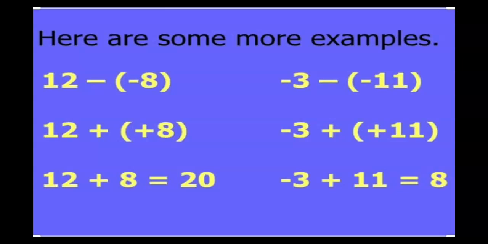The next example, you have minus 3 minus 11, or negative 11. So the first thing is what? Keep it. So minus 3 will remain as it is. Then change it. So change the sign from minus to plus, and then opposite it. So minus 11 opposite is plus 11. So here you have got minus 3 plus positive 11.